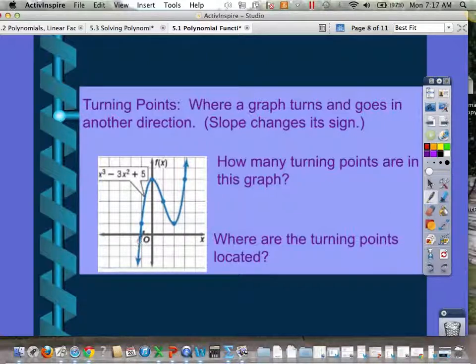So for instance, this part right here is positive, but then it goes negative in the slope direction, and then it goes positive again. So how many turning points are there in this graph? Well, there's 1, 2. Where are they located? Well, that's going to be this point right here, which is 0, 1, 2, 3, 4, 5. 0, 5. And then again at 2, 1. Okay? So those are the 2 turning points.